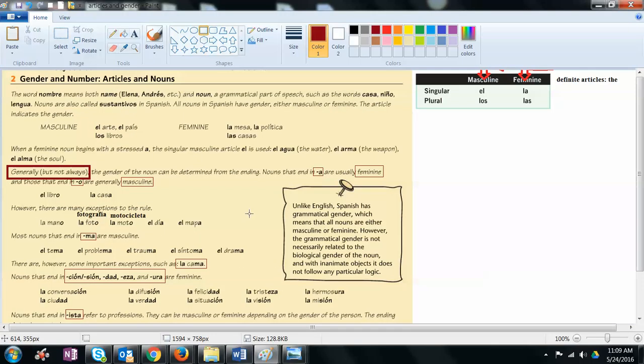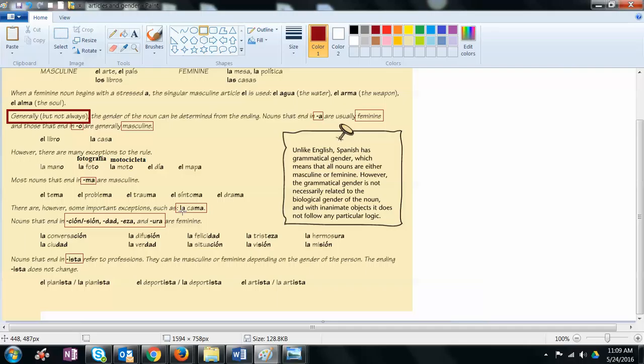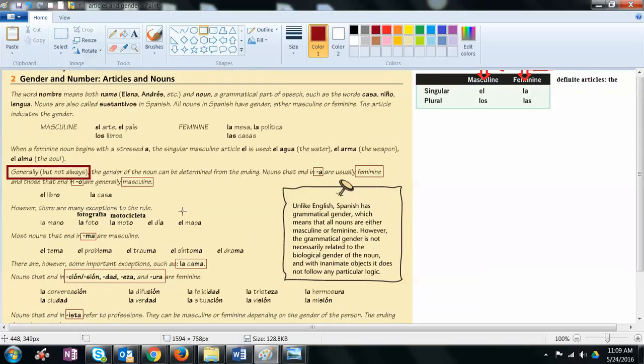Okay, so when you're trying to decide whether a word is masculine or feminine, what probably works the best is looking up the word and seeing what the article is. Because if the article el is with the word, no matter what it ends in, it's going to be masculine. If the article la is with it, no matter what it ends in, it's going to be feminine.